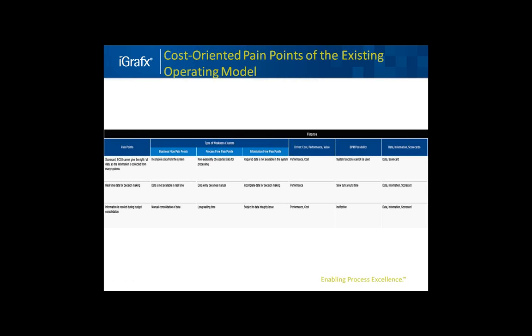That's all you could see from a process perspective. So you could see data would be siloed, the input, output, and the storage. From an information flow pain point, required data is not available in the systems. In terms of the driver, this both hurts in terms of performance and cost. So we have shown here 3 problems: real-time data for decision making, information is needed during budgeting and consolidation.